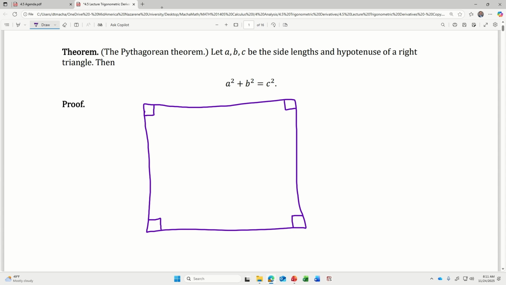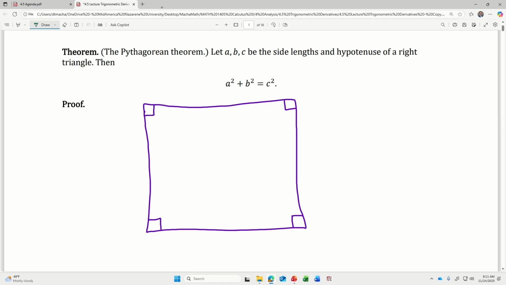And the way the proof goes is, say this is a square. So imagine I have the required utensils to draw a square. I've got a straight edge, I've got a measuring stick or a string of a certain length, and I've got a right angle. So I can go ahead and construct a square.